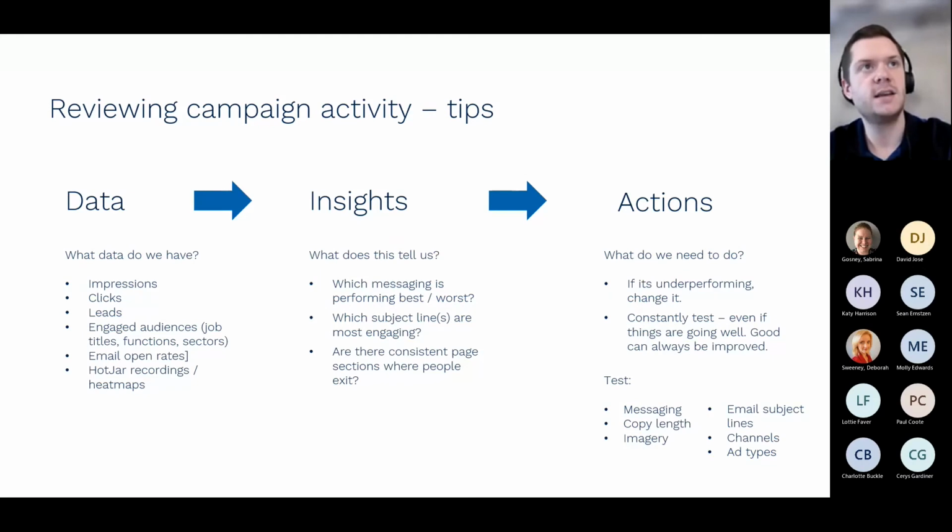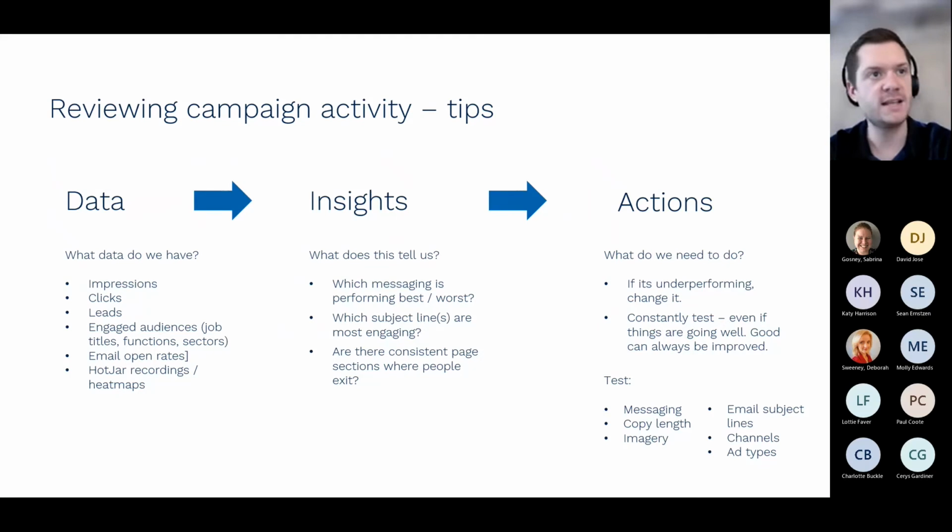And then lastly from me is just some of the process that we take in terms of how we review campaign activity, and just some tips for you if you're going to do it yourselves. So we would always look at the data. What does the data say? How many impressions, clicks, leads? Who have we been in front of? What do our recordings and heat maps say? Then we look at, okay, what does this actually tell us? Based on the impressions, clicks and the click-through rate, which message has performed best, which has performed worst, why do we think that is, and what do we think we need to do to improve it?